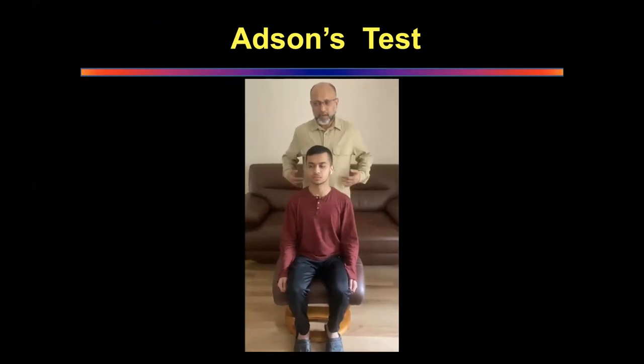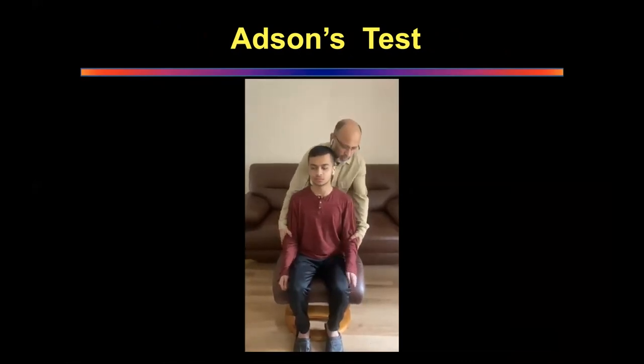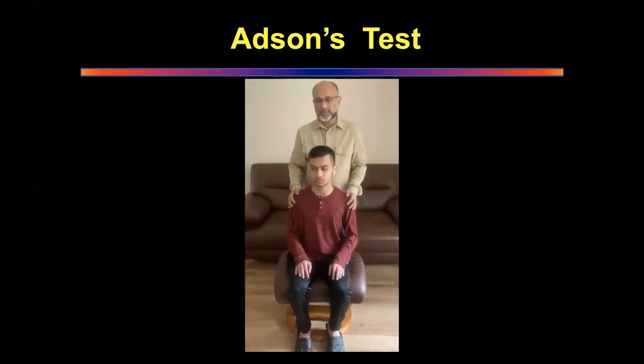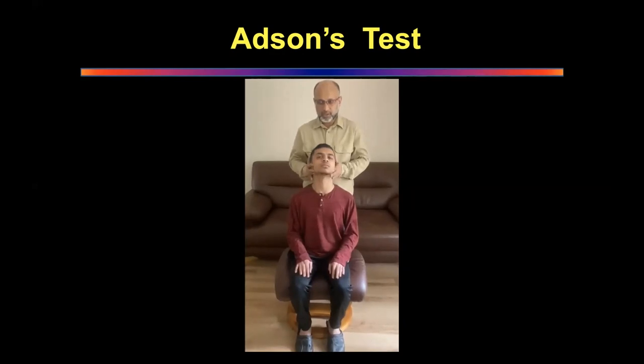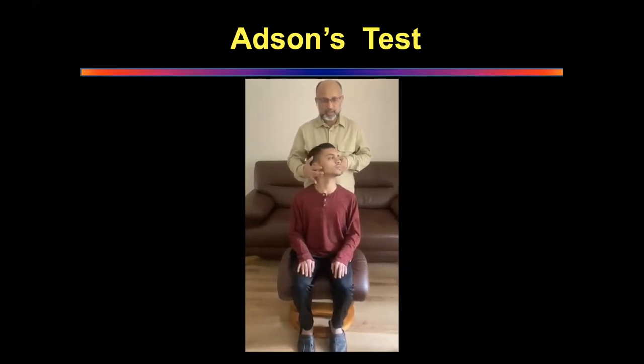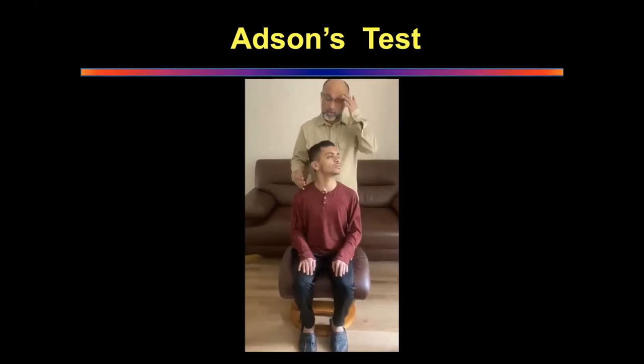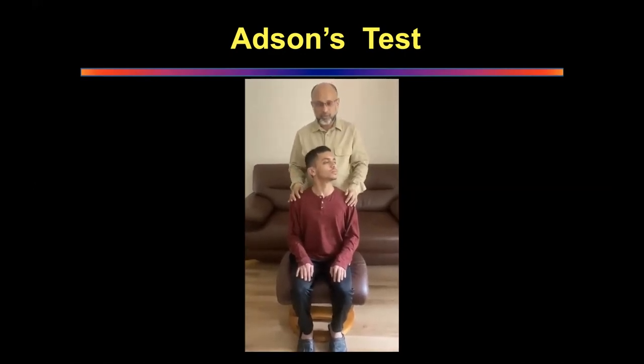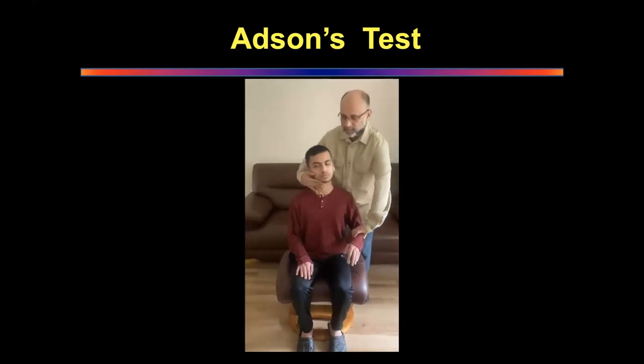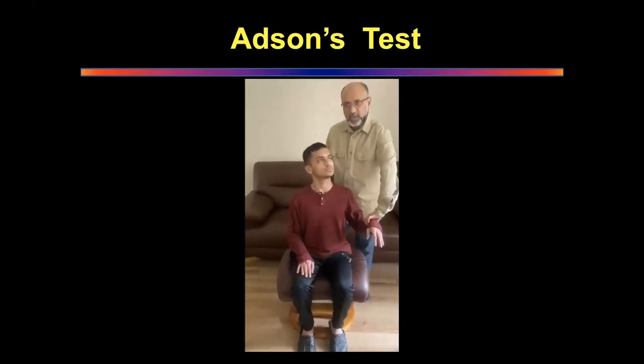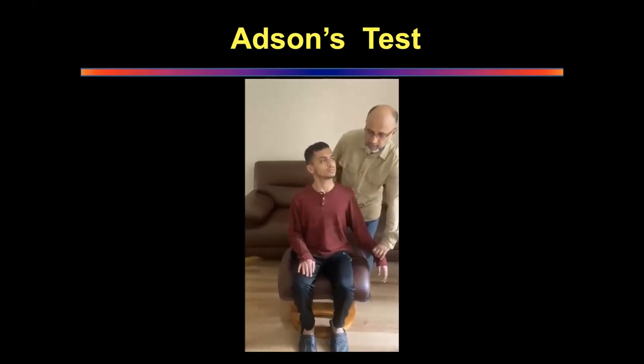You stand behind the patient, you have the patient put his arms on his lap, you ask the patient to rotate and extend his neck to the tested side. So he does an extension and then rotation, and then he takes in a deep breath and holds the breath for up to 30 seconds. The physician feels the radial pulse and looks for any change in the radial pulse volume.